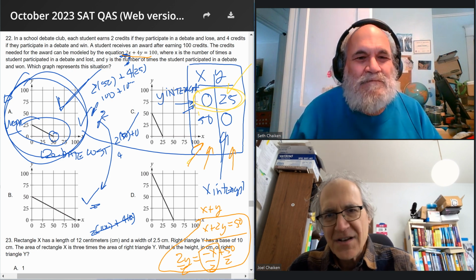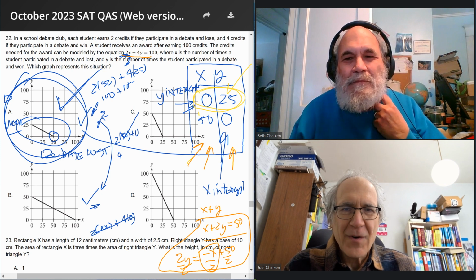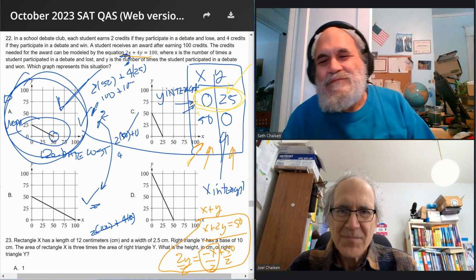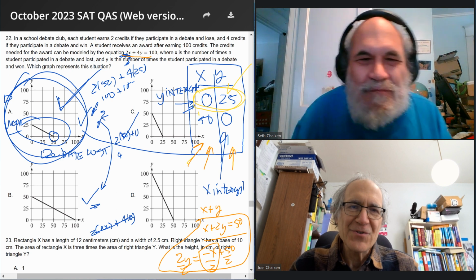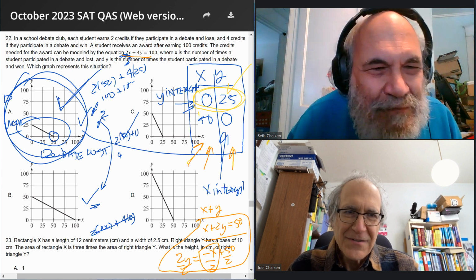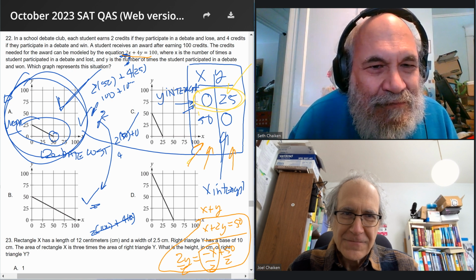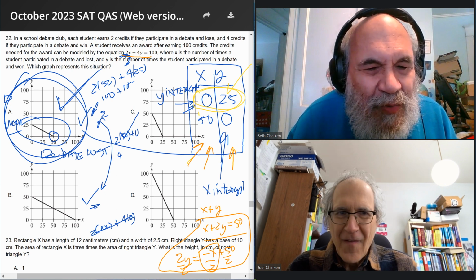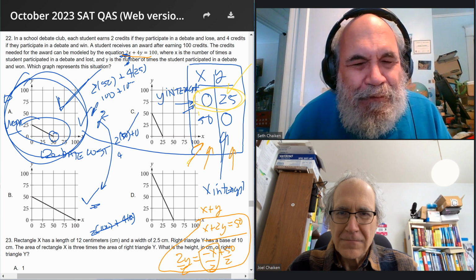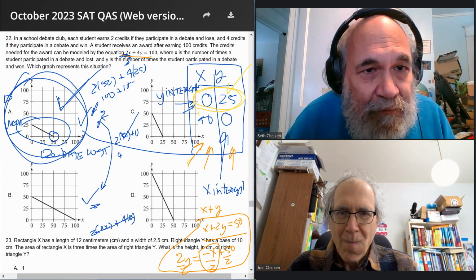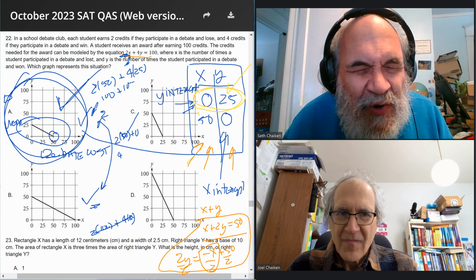And now, what's the main idea? What do you think the test people were trying to see whether you knew how to do in this question set? What graph represents an equation?